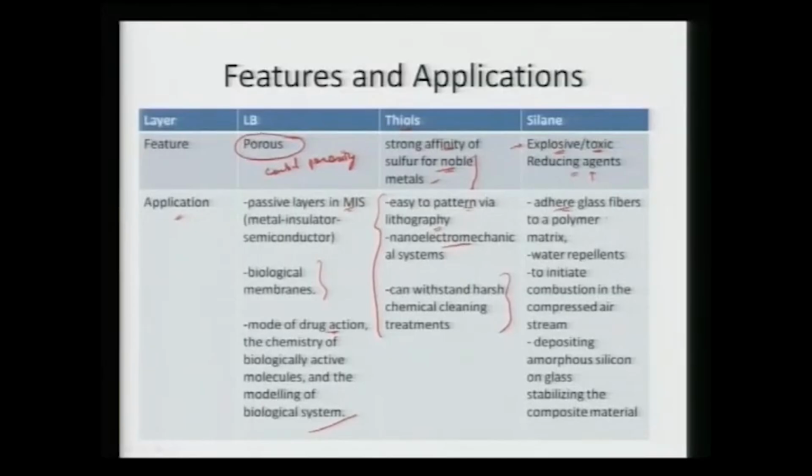Silanes can adhere to glass fibers. So, again it can also be utilized for water repellent coatings. It can also initiate combustion in a compressed air stream. It can also be utilized for deposition of amorphous silicon on glass to stabilize the overall composite materials. So, there is certain applicability of these silane films as well, but they tend to be very explosive or toxic as well. So, again it requires better control, but these films have very high bond energy and they can be very stable as well.